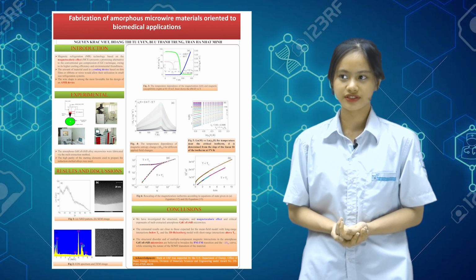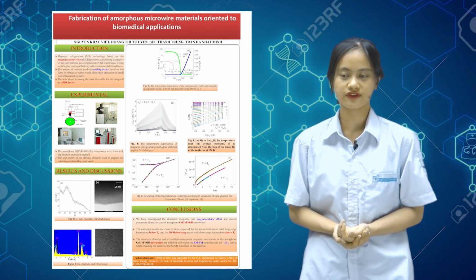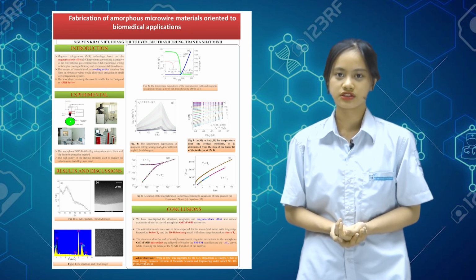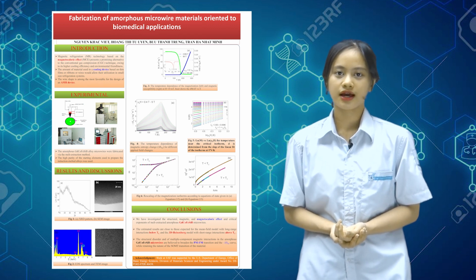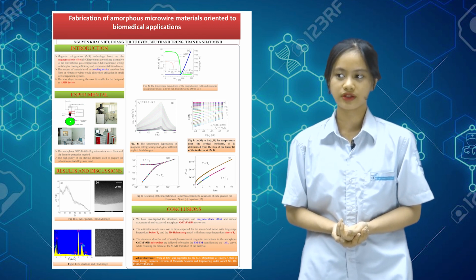A set of critical exponent values is found as beta equals 0.493, gamma equals 1.321, and delta equals 3.678.